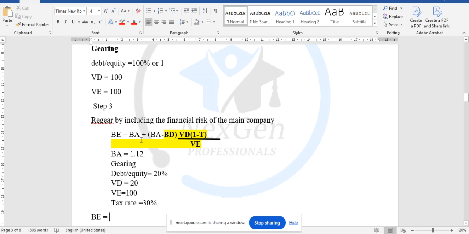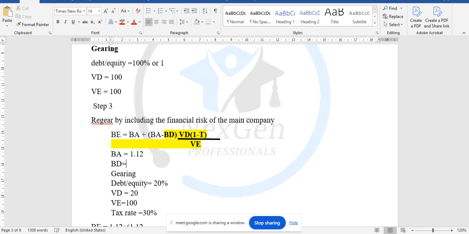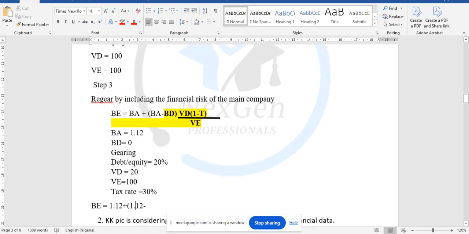Now, what is the formula? It is BA. BA here is 1.12. We've calculated this. Don't forget that asset beta sometimes may be given to you in the question, so you don't need to stress yourself. Plus, open bracket, BA 1.12 minus beta debt. There's no beta debt here. Beta debt is not actually given in the question, both for the proxy company as well as the main company, so beta debt will be 0. If it is not given, it will be 0. What is the value of debt of the main company? It is 20. Close bracket, 1 minus 0.3.